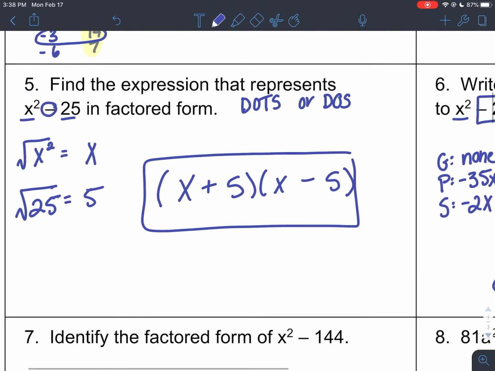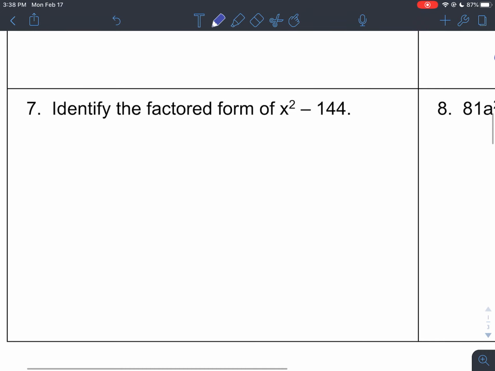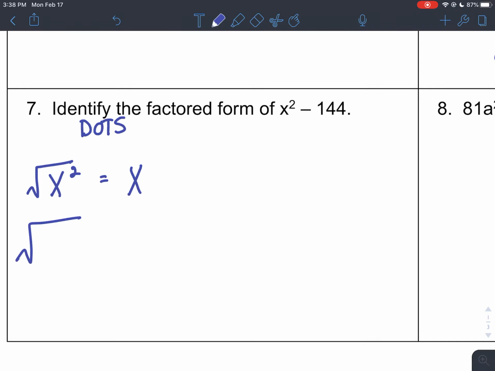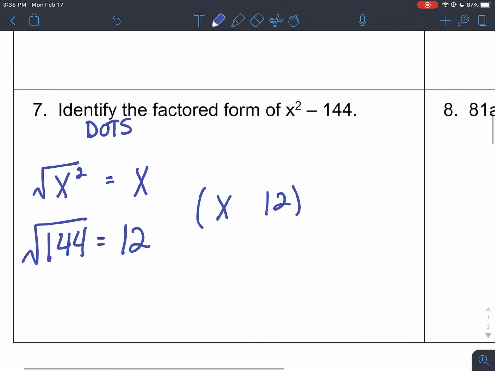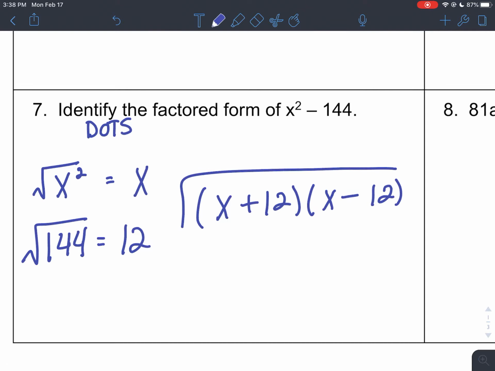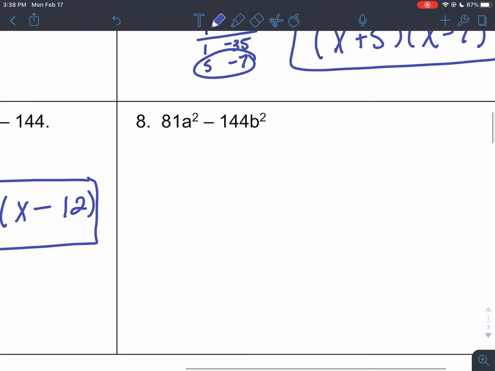Number 7, this one is similar to number 5. So this one is also a difference of squares problem. I can take the square root of x squared, and that gives me x. I can take the square root of 144, and that gives me 12. So here we get x 12, x 12. One factor needs to be positive, one needs to be negative, and that is it.